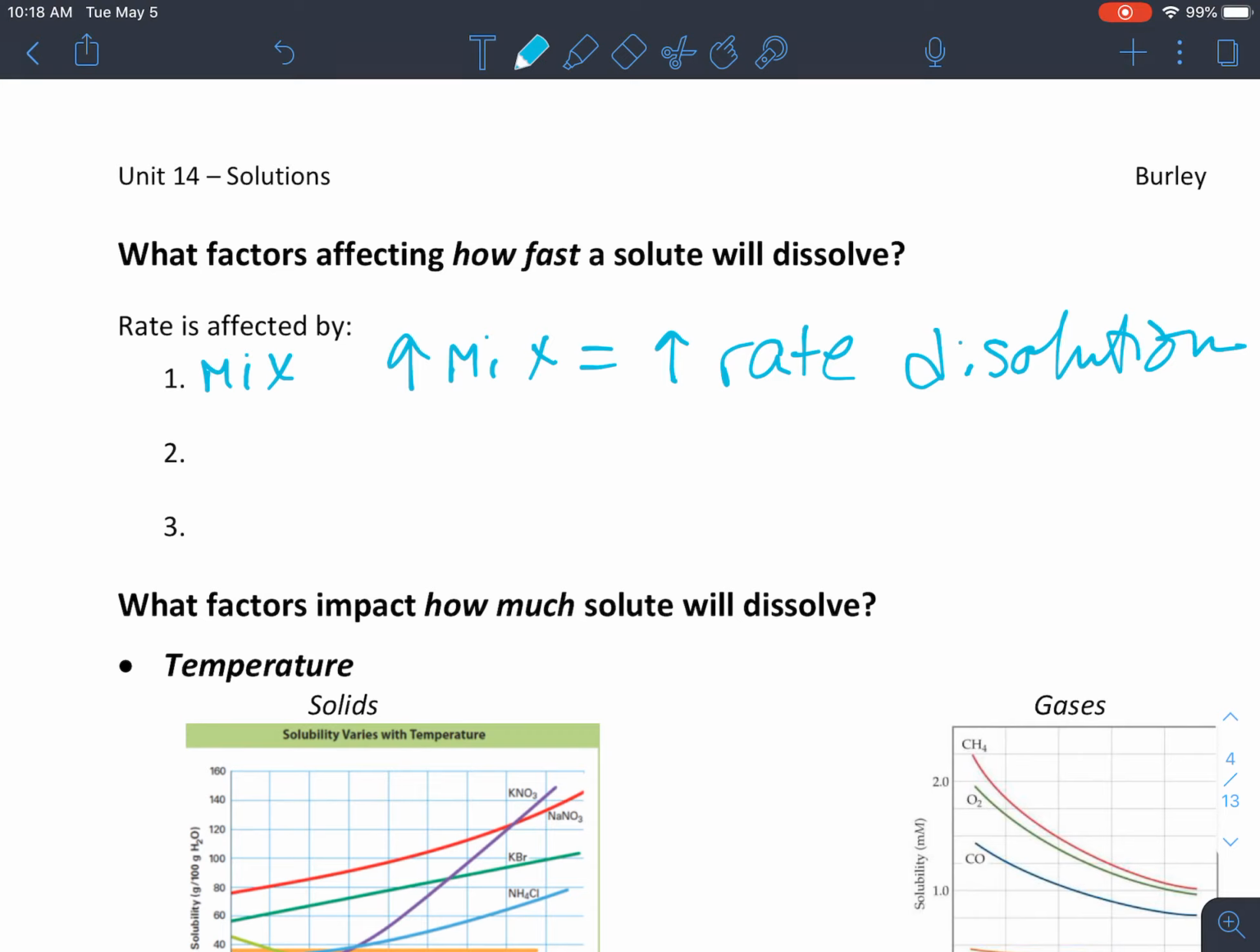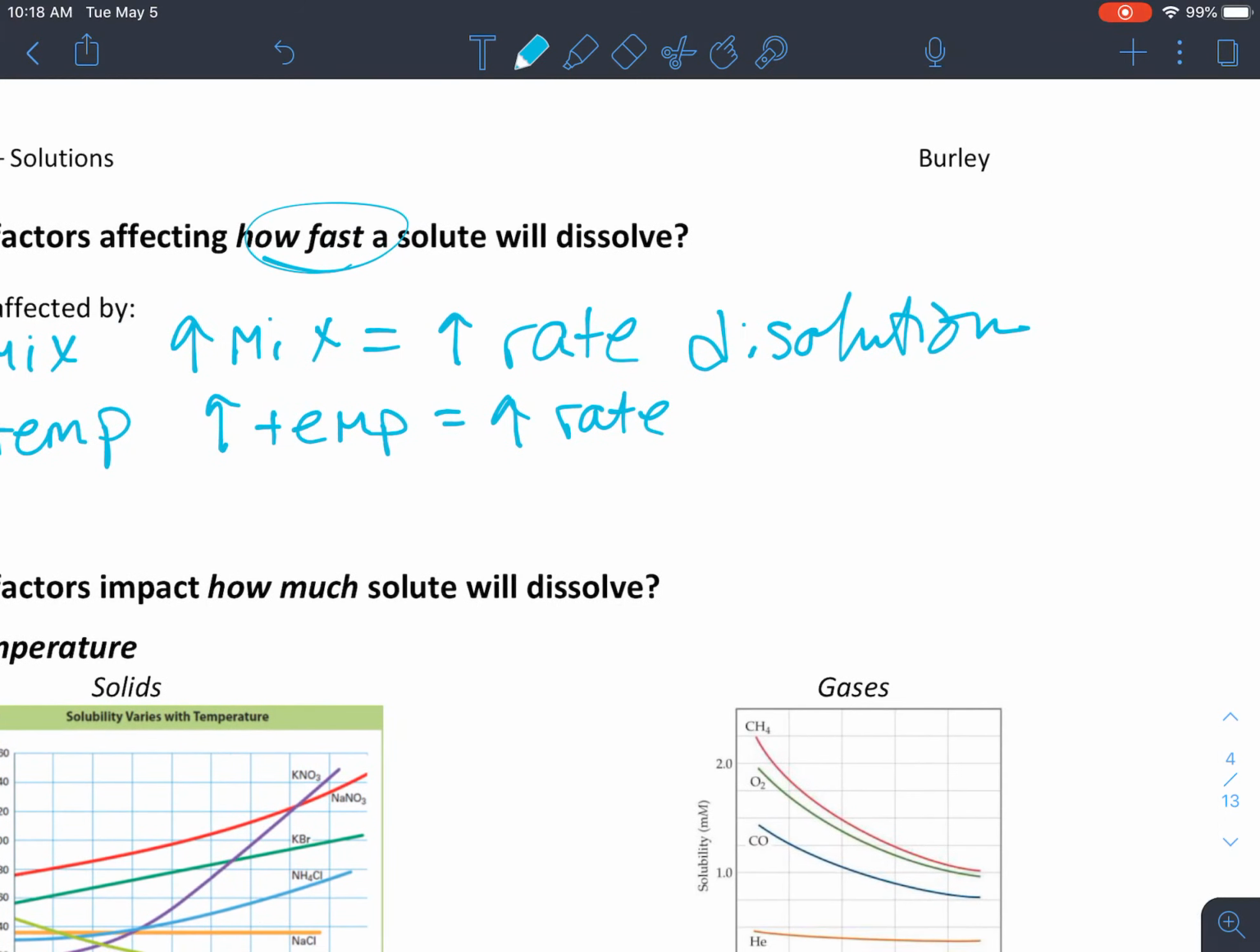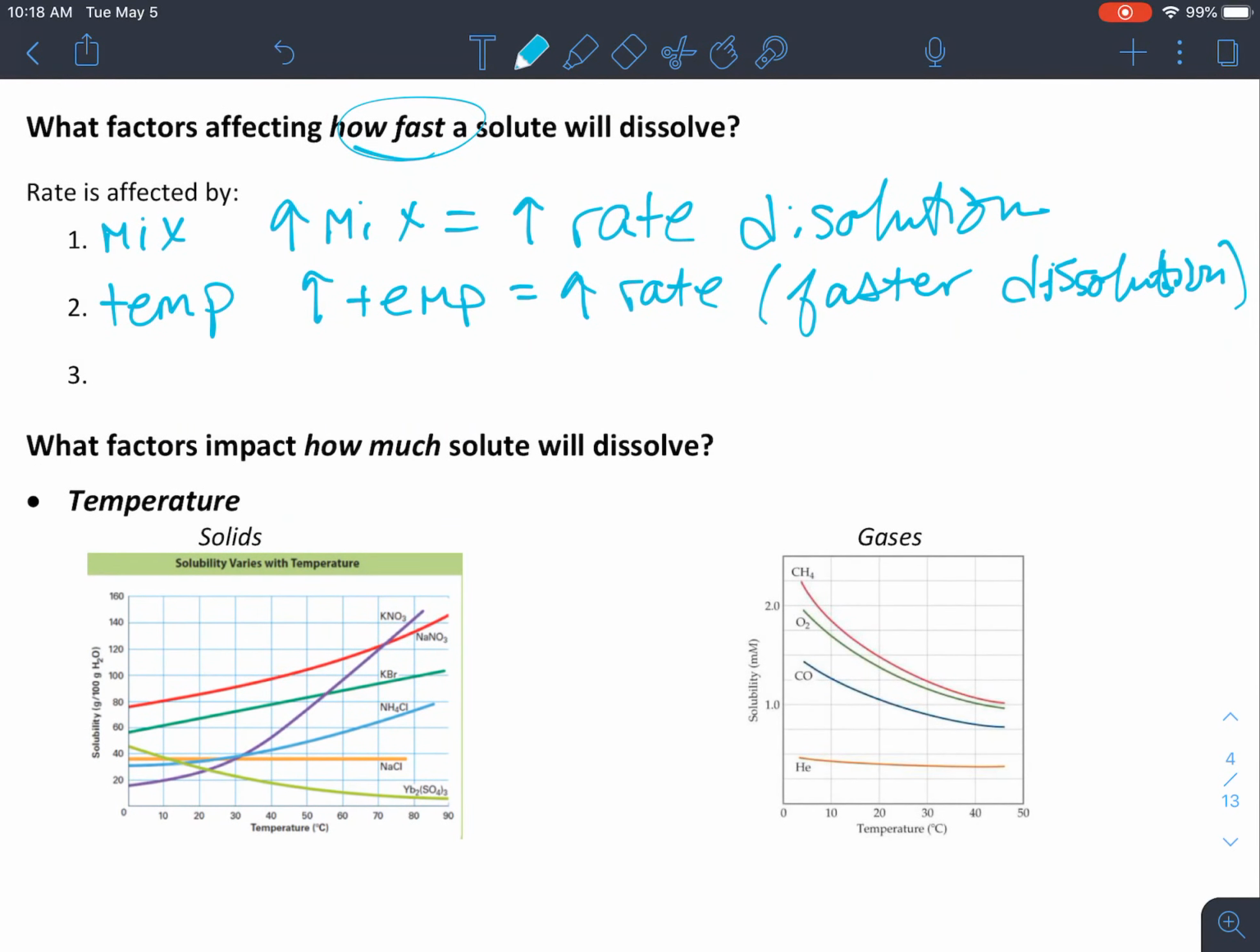Sorry if I didn't. Another thing you can think about is if you make lemonade versus hot tea, the temperature makes a huge difference in rate of dissolution. So this is how fast something can dissolve. So the higher the temp, the higher the rate of dissolution. Okay, so it will dissolve faster. I think I spelled it correct that time. I was just being really messy.